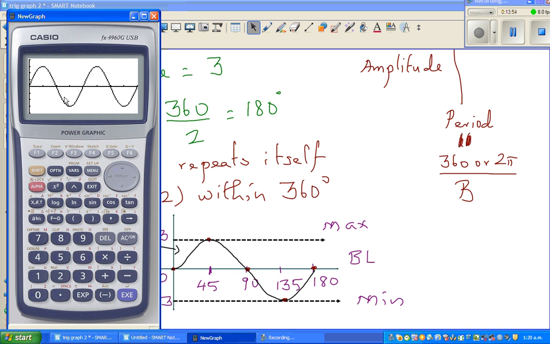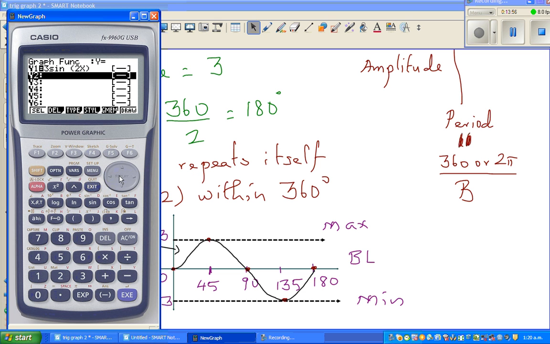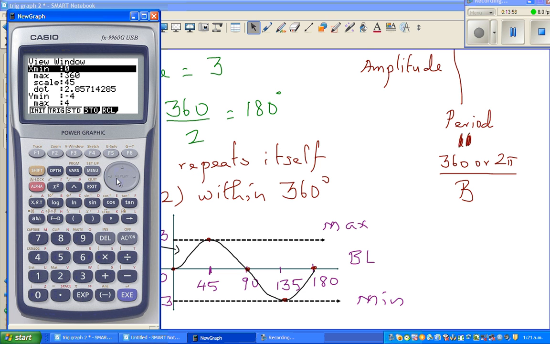So this is the maximum and this is the minimum. And if you change the setting, if you want to see only one cycle, 0 to 180, scale of 45, that will clearly give you one cycle.